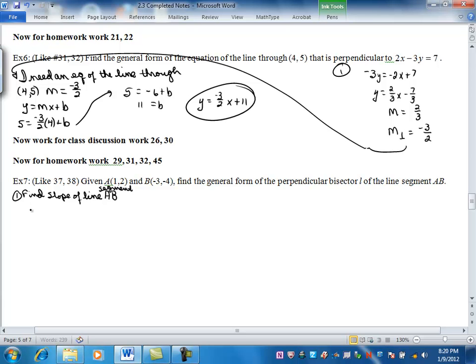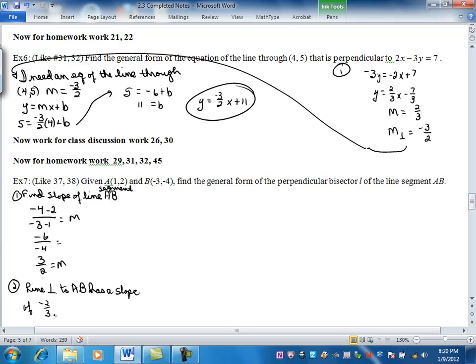Alright, so slope -4 minus 2 over -3 minus 1, that equals m. -6 over -4 equals 3/2. That's my slope. And now, once I have found the slope there, I know that the line perpendicular to AB has a slope of -2/3.